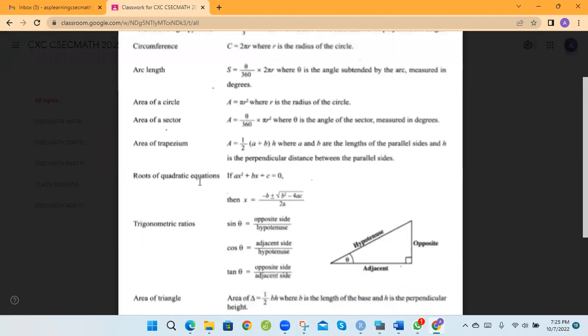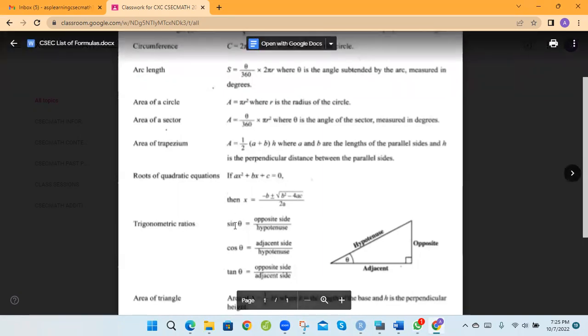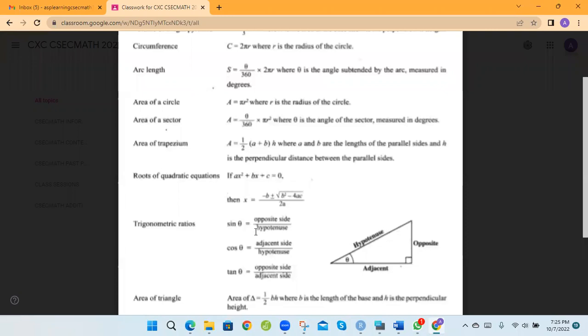Roots of the quadratic equations. If ax squared plus bx plus c is equal to 0, then x is equal to minus b plus or minus the square root of b squared minus 4ac, over 2a. Trigonometrical ratios. Sine theta is equal to opposite side over hypotenuse. Cosine of theta, adjacent side over hypotenuse. Tan theta, opposite side over adjacent side.